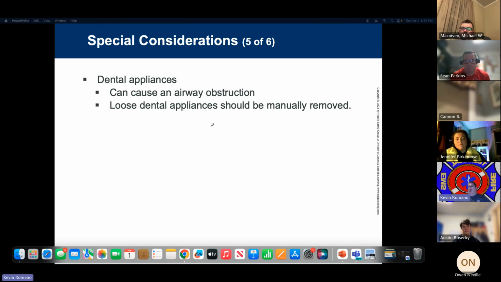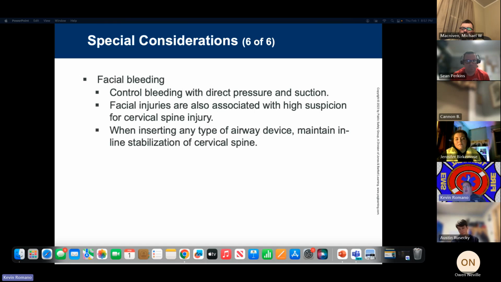Dental appliances can cause airway obstruction. If they've got false teeth, take them out. Get them out of the way. Please don't lose them, though. Put them in a container. It gives you less chance of airway obstruction. Facial bleeding: control bleeding with direct pressure and suction. Facial injuries are also associated with high suspicion for cervical spine injury. So when inserting any type of airway device, maintain inline stabilization of the cervical spine.